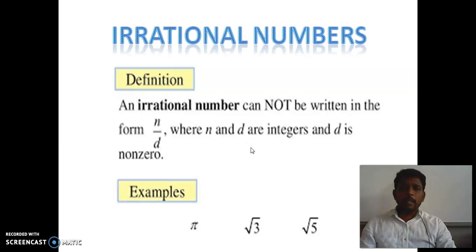Next, irrational numbers. Irrational numbers are not in the form of p by q, where p and q are integers and q is not equal to 0. So irrational numbers cannot be written in the form of p by q with the numerator and denominator as positive integers or negative integers. The examples are pi, root 3, root 5, root 2. Everything like this comes under the category of irrational numbers.